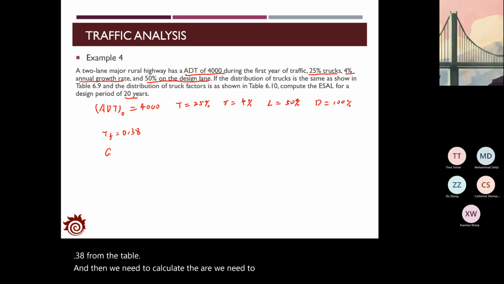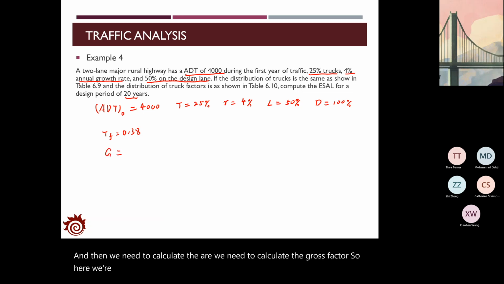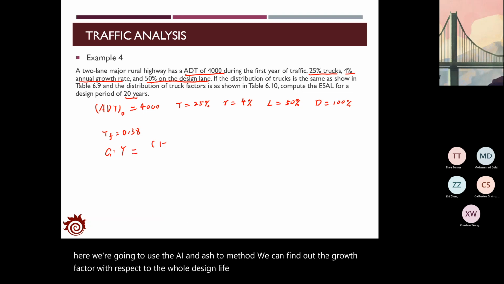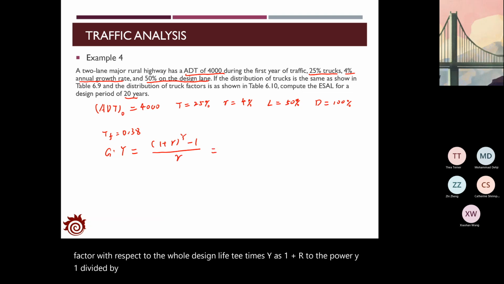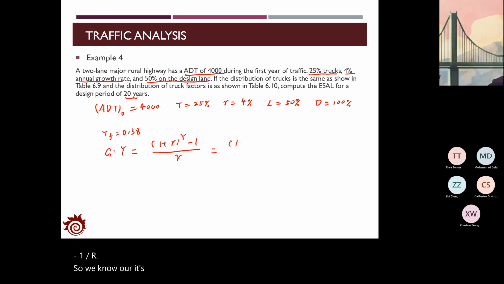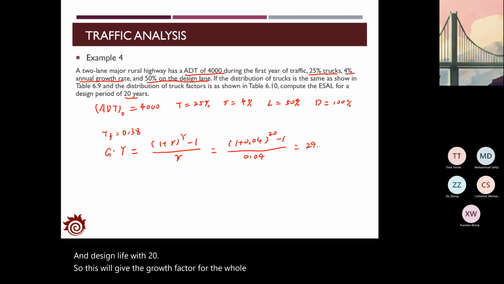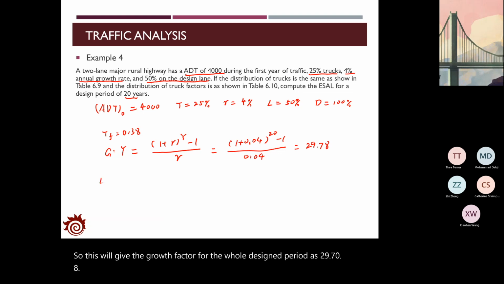Here we're going to use the AASHTO method. We can find the growth factor with respect to the whole design life, G times Y, as (1 plus R) to the power Y, minus 1, divided by R. We know R is 4%, and the design life is 20. This will give you the growth factor for the whole design period as 29.78.